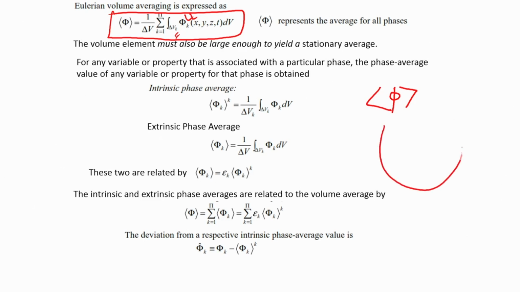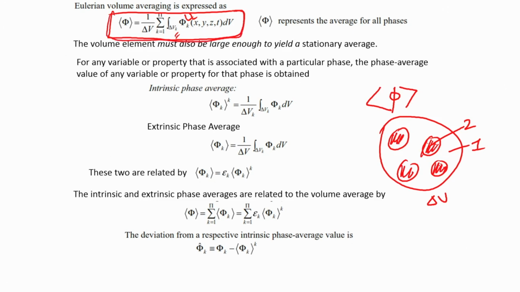So, imagine a situation, and let us keep it simple. This is phase 1, this is phase 2, and this is the elemental volume V. What we have done is that we have taken whatever property there is within this elemental volume. There is a property variation, and we have averaged it over each of those elemental volumes, so that the total gives you a total average.